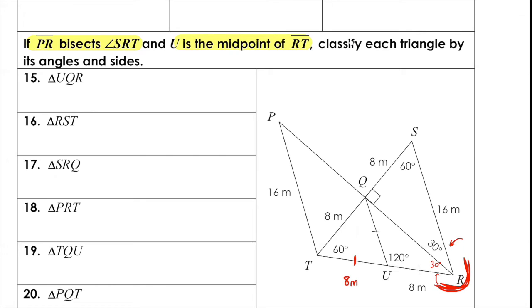All right, UQR. Classified by angles and sides. Why obtuse? Because it's 120. Okay, and why isosceles? Because it has two congruent sides.